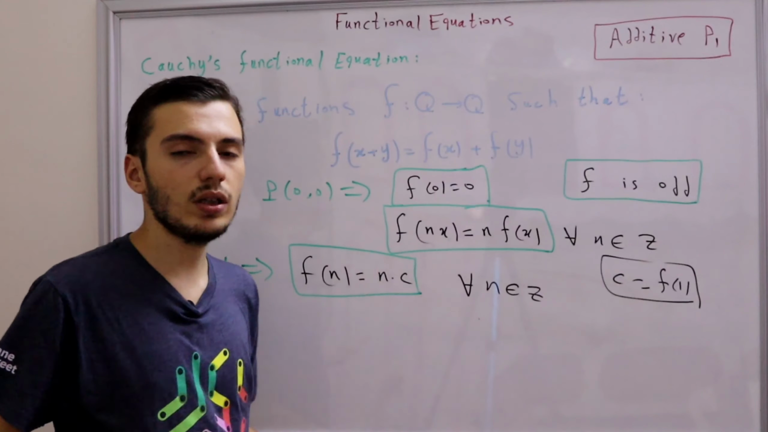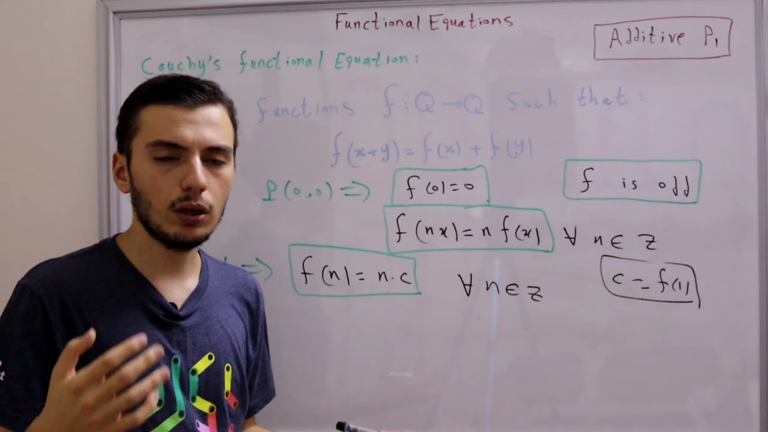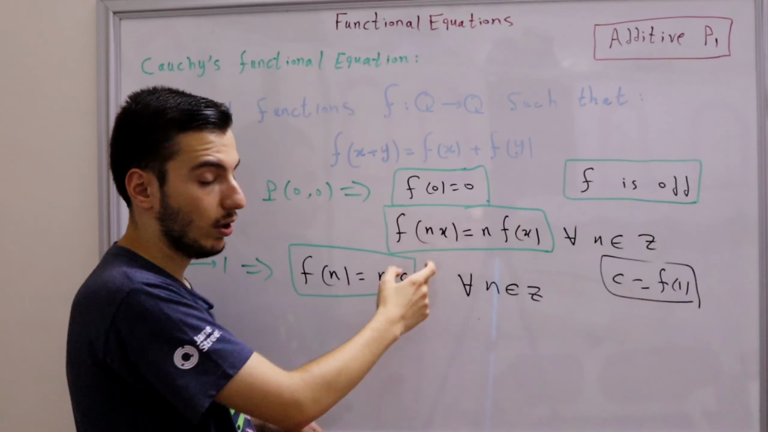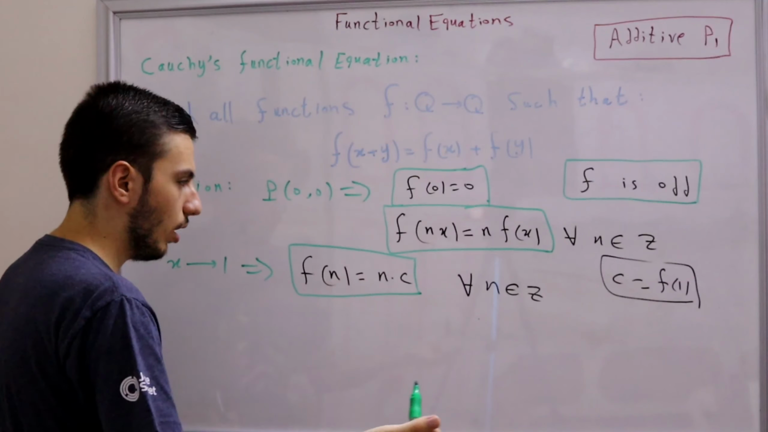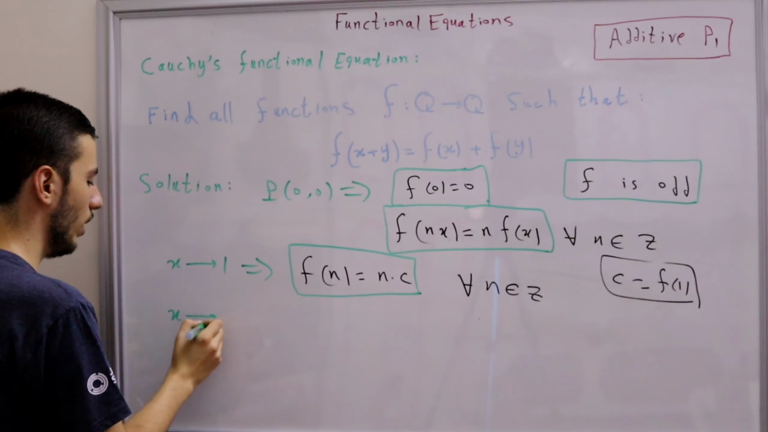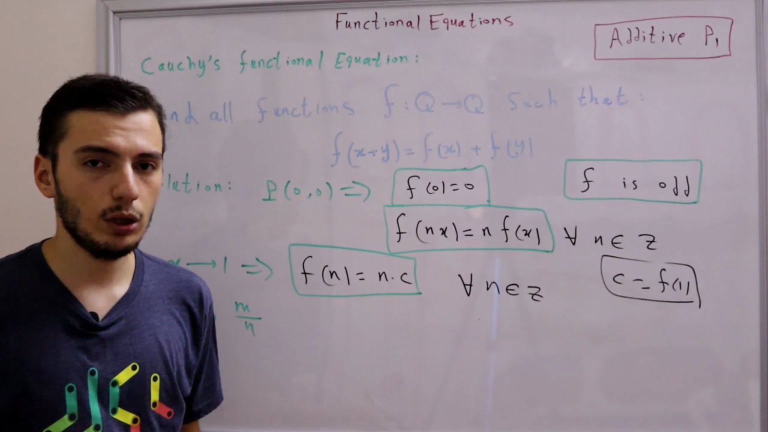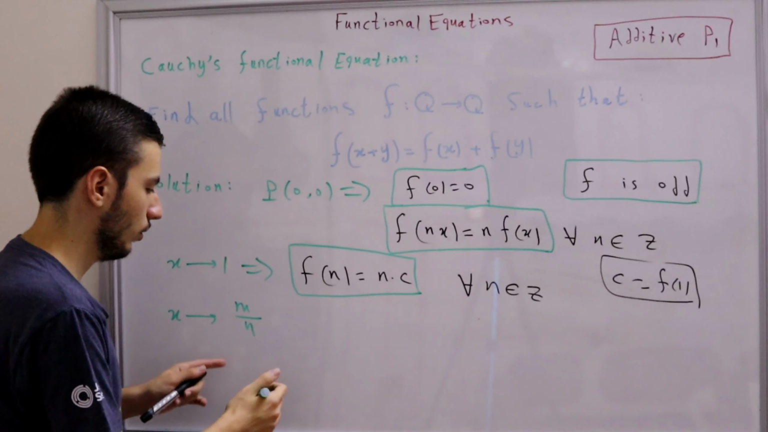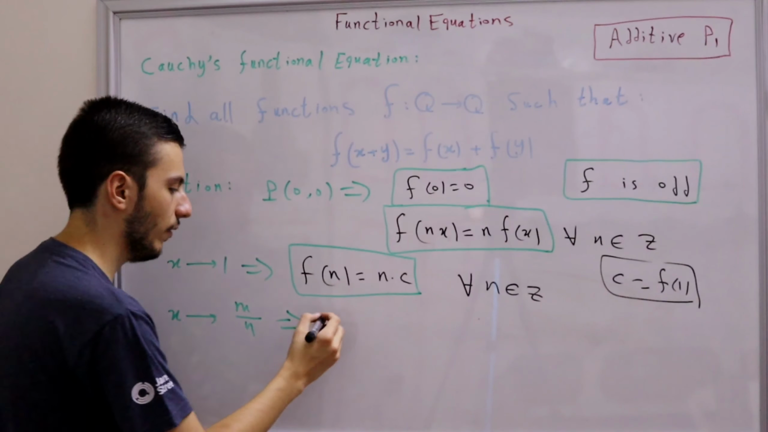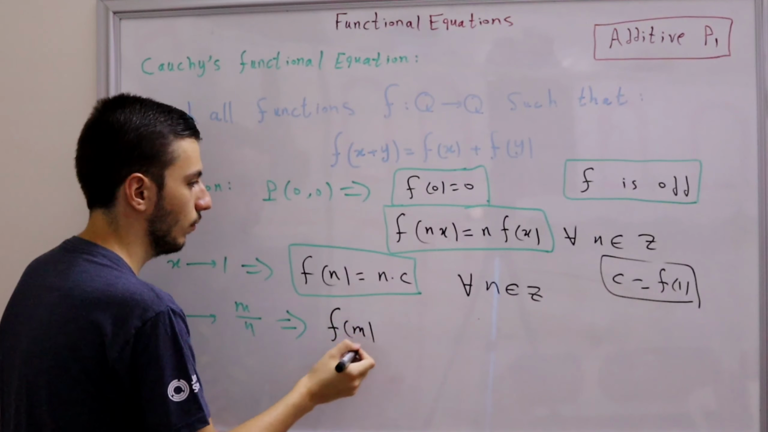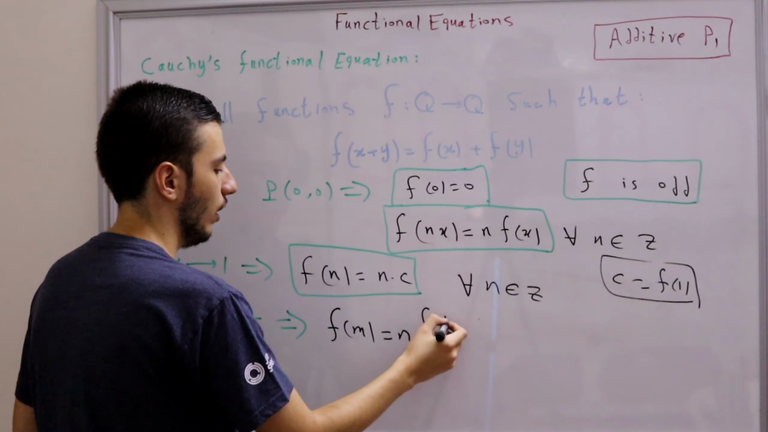How can we do this? Well, this is very simple. Substitute x with a rational number, m over n. So n will cancel n, and you will get f of m, which is an integer. Great. So we will be basically done. So just substitute x with m over n. We know that all rational numbers can be represented as m over n. So that means that f of m is equal to n times f of m over n.